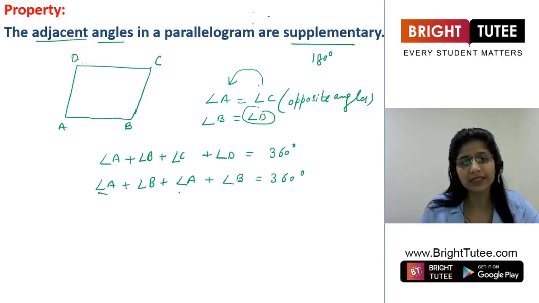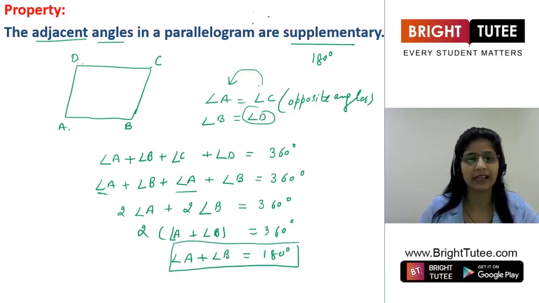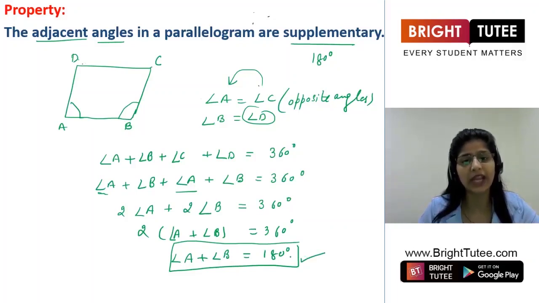Angle A plus angle A gives us 2 times angle A, plus angle B plus angle B gives us 2 times angle B, and it is going to be 360 degrees. So taking 2 common, we get 2 times angle A plus angle B is equal to 360 degrees. If we divide both the sides by 2, we get angle A plus angle B is equal to 180 degrees. So we have proved that angle A and angle B are adjacent, and their sum is going to be 180 degrees. That means they are supplementary angles.